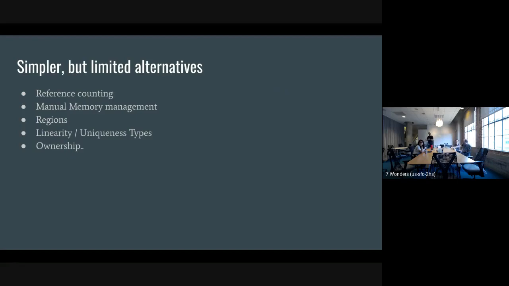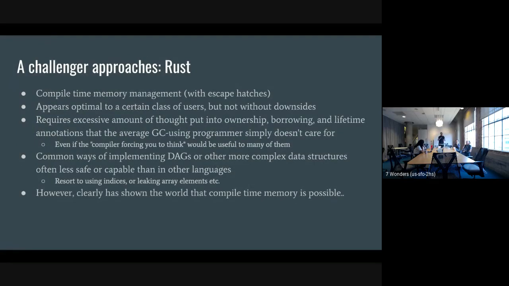Then there are less known alternatives such as regions, linearity or uniqueness types, and various kinds of ownership models. I've implemented most of these, but in the past I've never thought that they were ready for prime time in terms of working with regular programmers. But of course, with that last one, recently we've had a new challenger approaching.